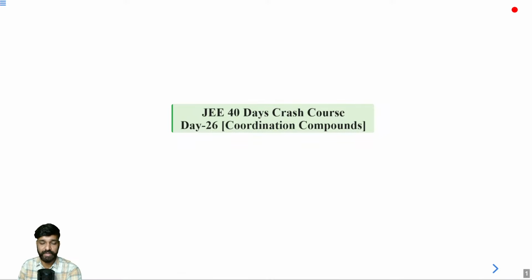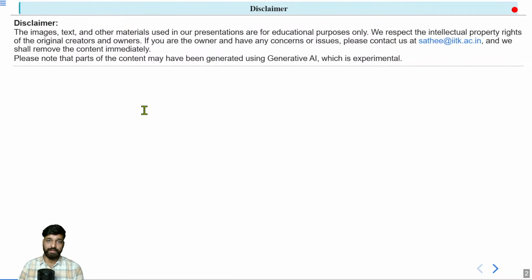So today is day two of this coordination compound chapter, and the 26th day of the 40 days crash course. In the previous class, we studied isomerism and nomenclature. Now, in today's class, before moving on to the topic, this is our disclaimer.